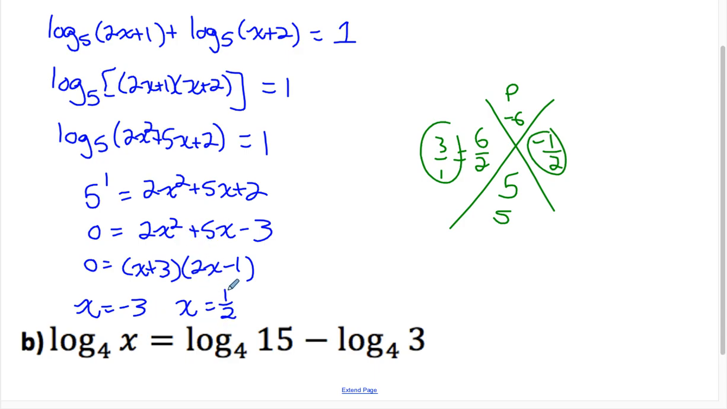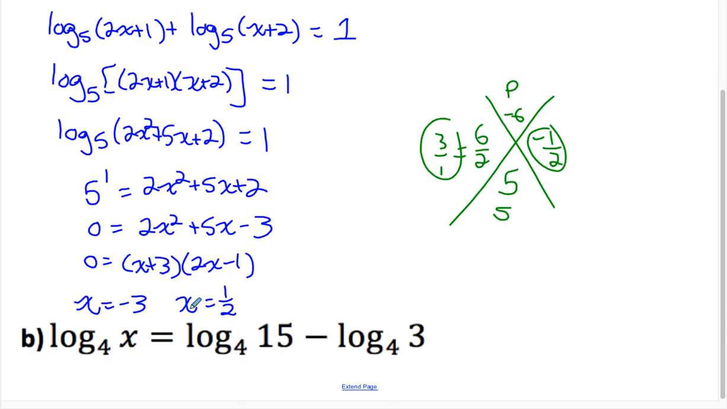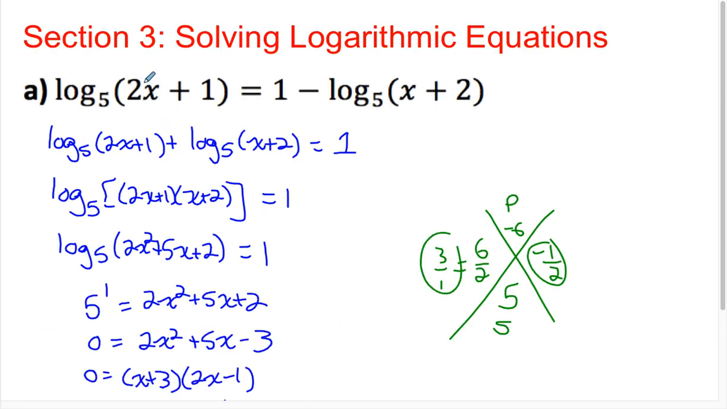So what we have to check and make sure is that neither of these values make any of the arguments in the original equation equal to a negative number, because we can't take the log of a negative number. So a half. Does a half work? We'd have 2 times a half plus 1. That's just 2. So we can take the log of 2. That's fine. And here we'll just have the log of 2.5. That's fine. Both of the arguments stay positive when x is a half.